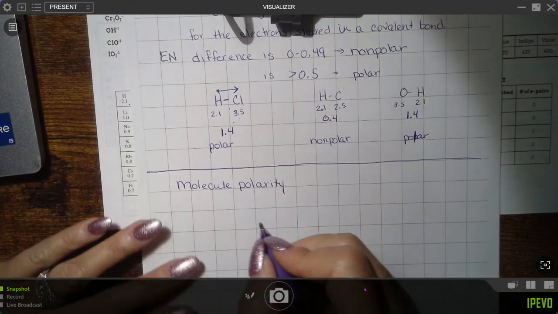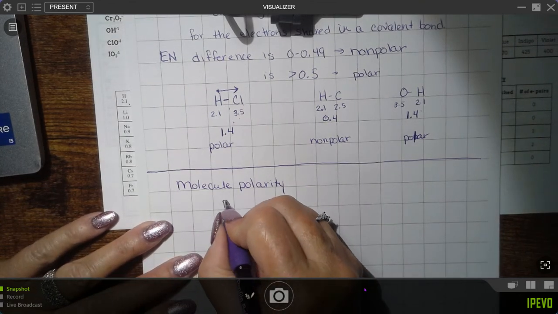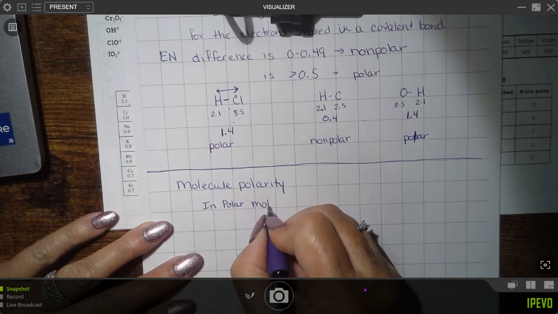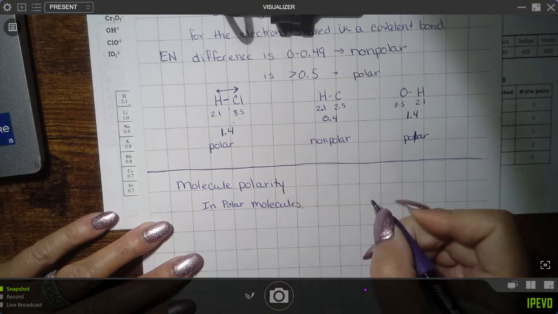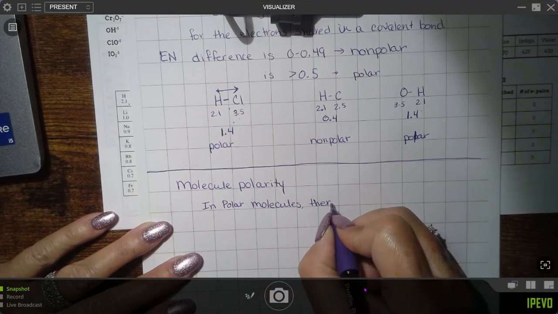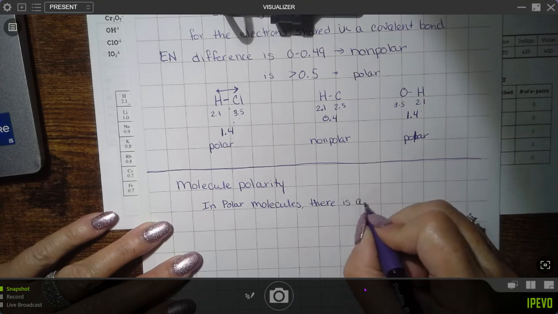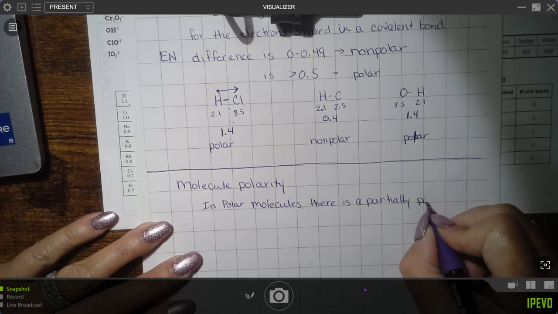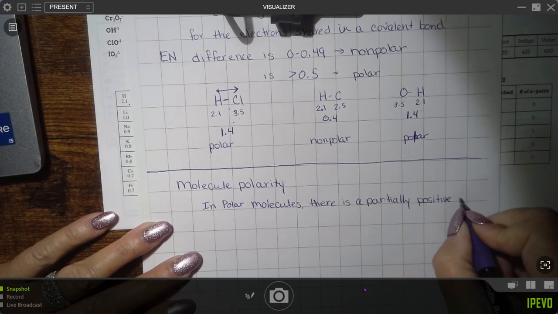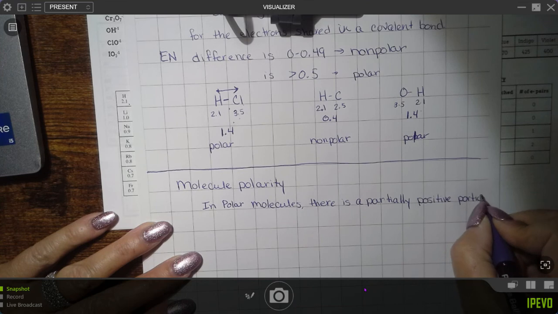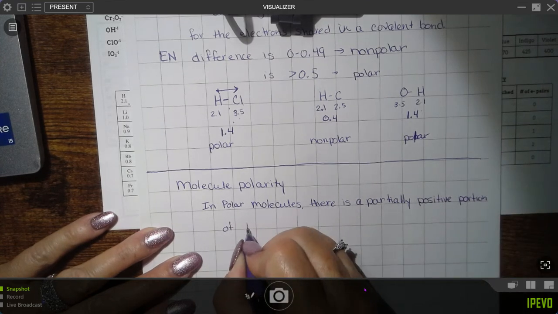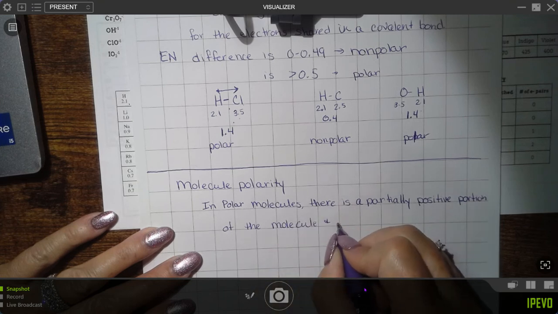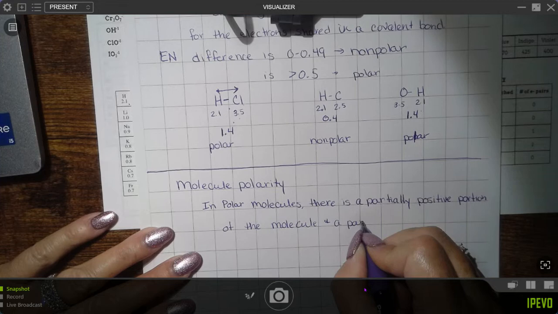So in polar molecules, there's a partially positive portion of the molecule and a partially negative portion of the molecule.